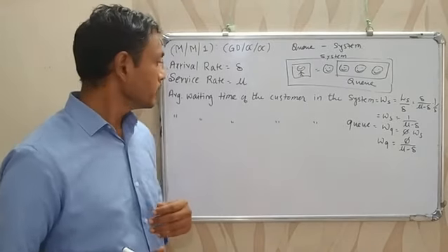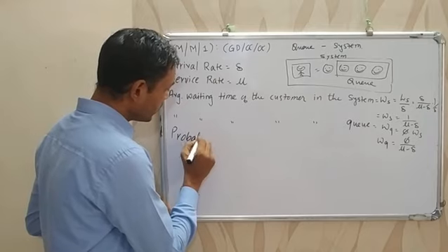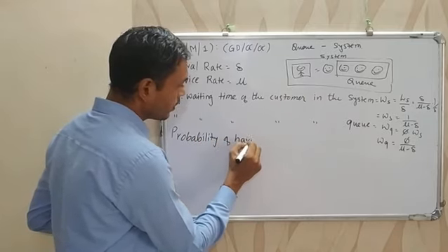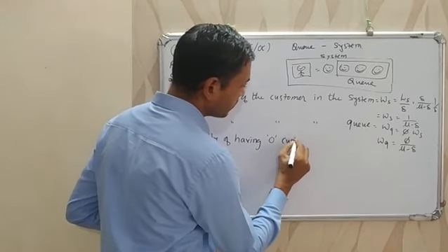Now let's see another term. Probability of having 0 customers in the system.